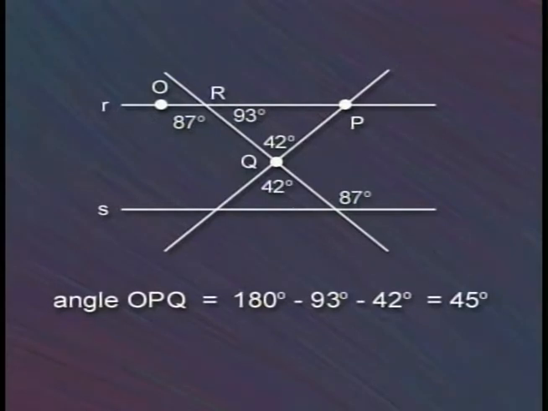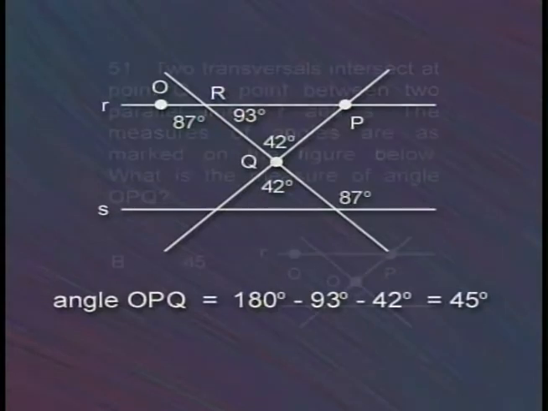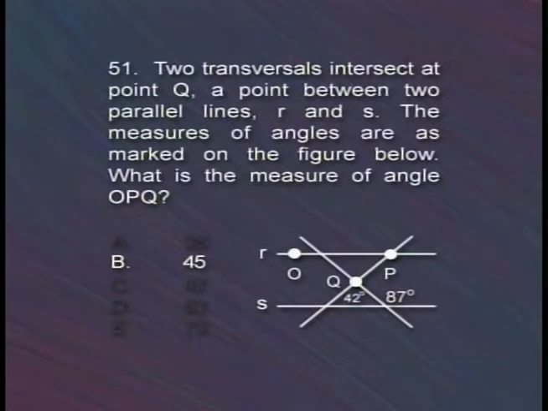We can use the fact that the sum of the angles of a triangle equals 180 degrees to finish this problem. Angle OPQ equals 180 degrees minus 93 minus 42, which leaves us 45 degrees. Thus, the correct answer is B.